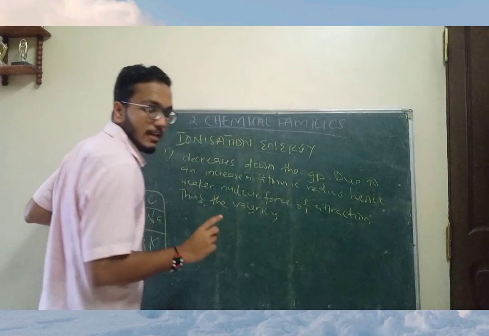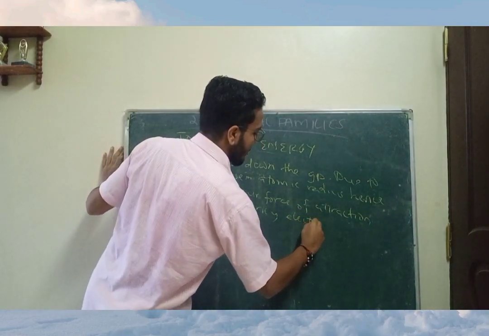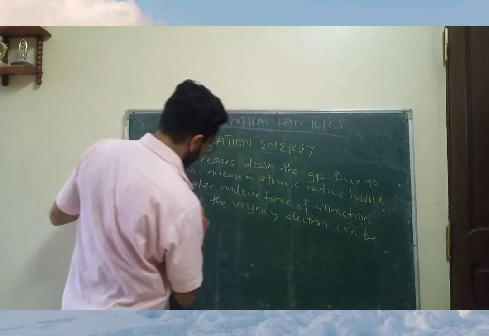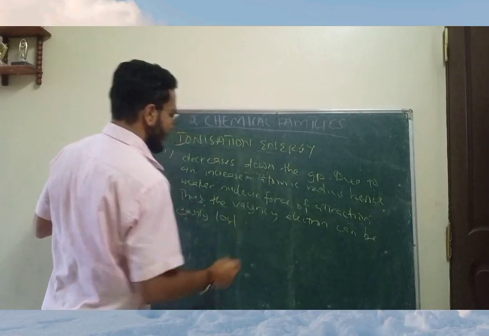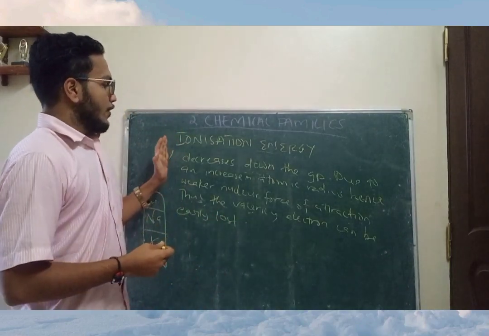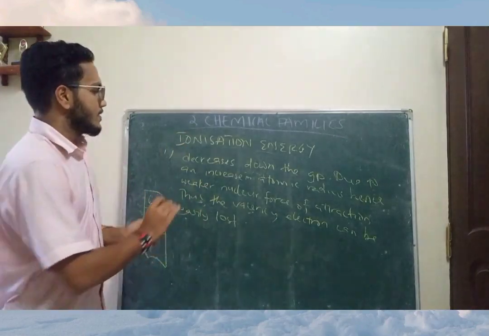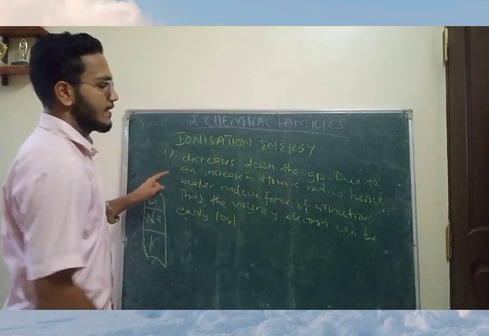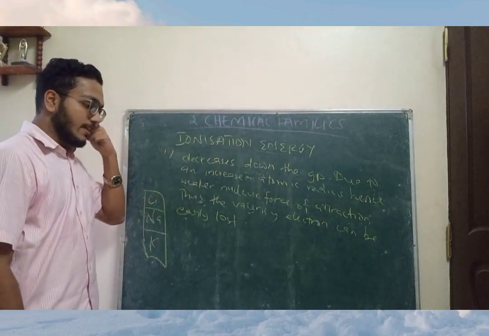Valency electrons are electrons in the outermost energy level. Electrons can be easily lost. Ionization energy decreases down the group. We are talking of alkali metals. It decreases down the group due to an increase in atomic radius, hence weaker nuclear force of attraction. Thus, the valence electrons can be easily lost.